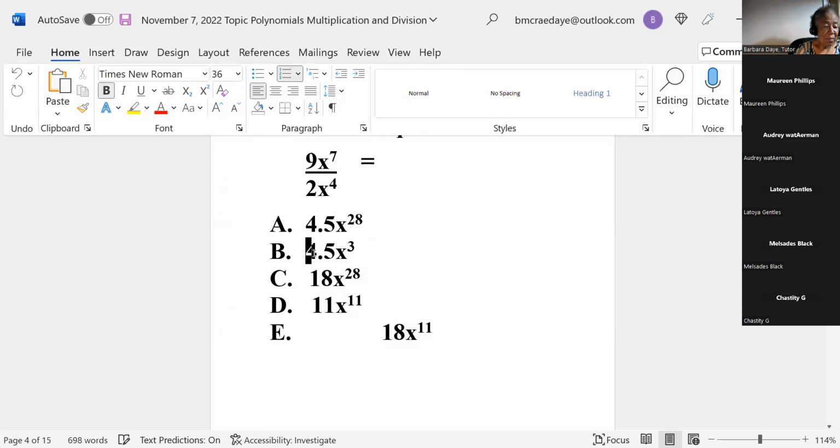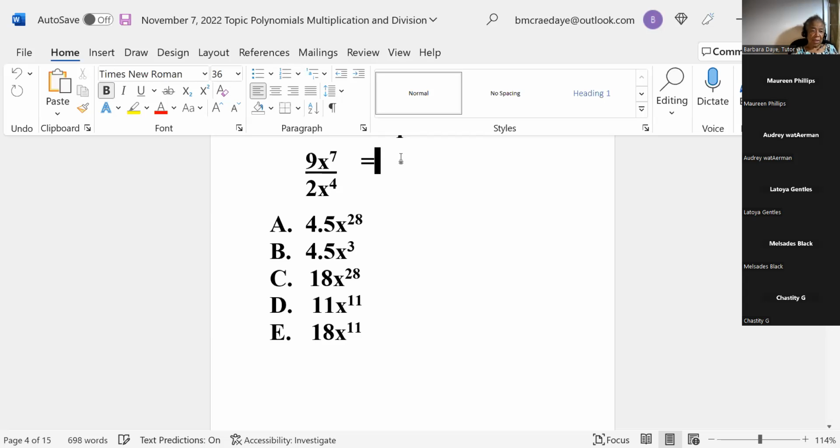Did everybody get the exponent rules I sent you? Yes, I got it. Okay, and you should refer to those. So when you divide, you subtract. That means you subtract the exponent of the denominator from the exponent of the numerator. So that's 7 minus 4. And then of course, the coefficients you divide. So that becomes 9 over 2.